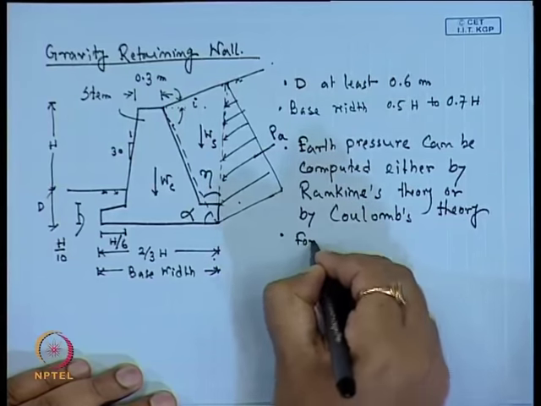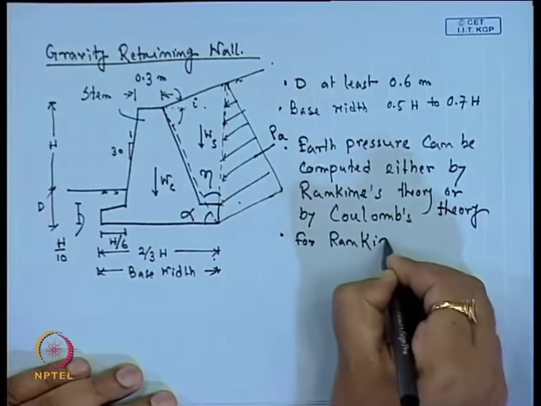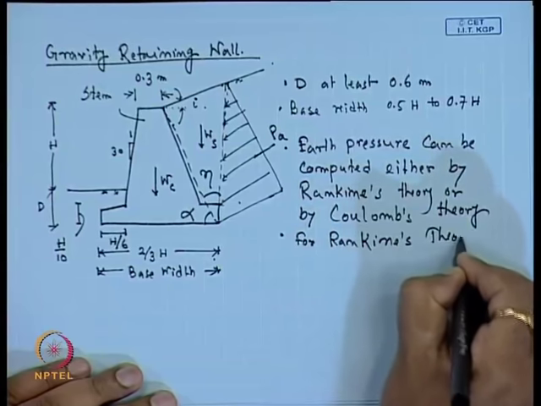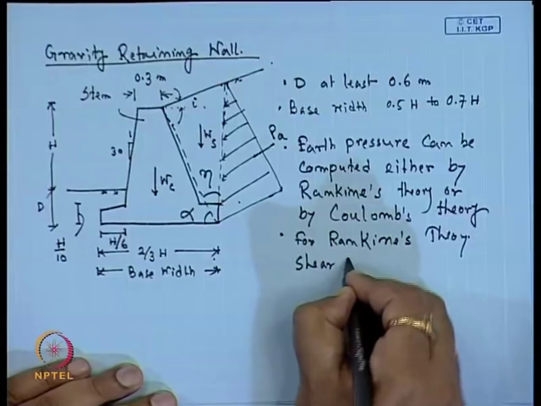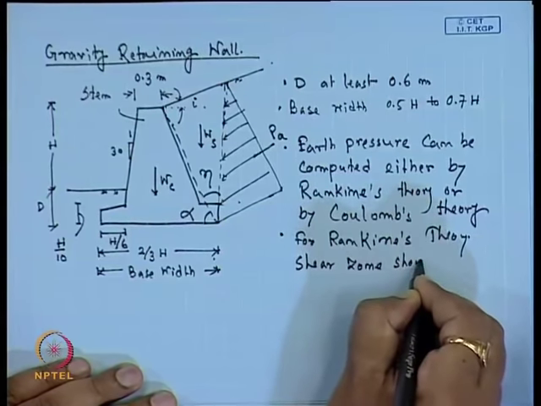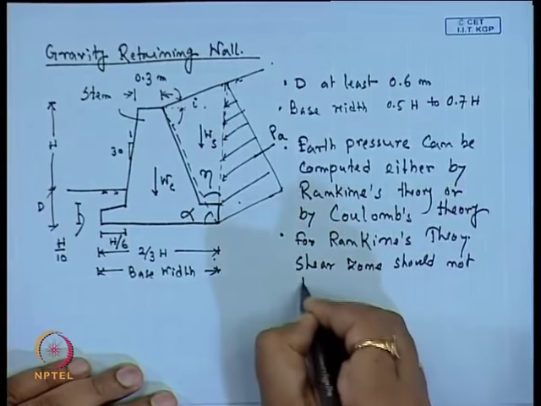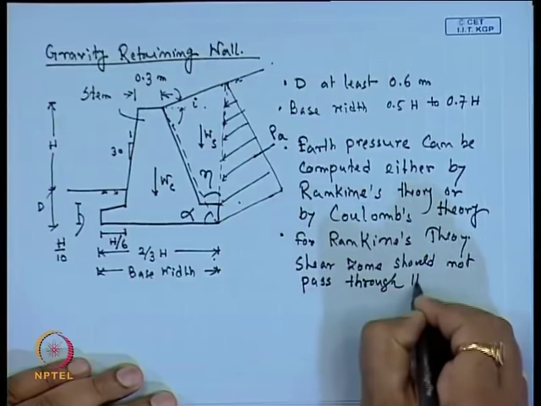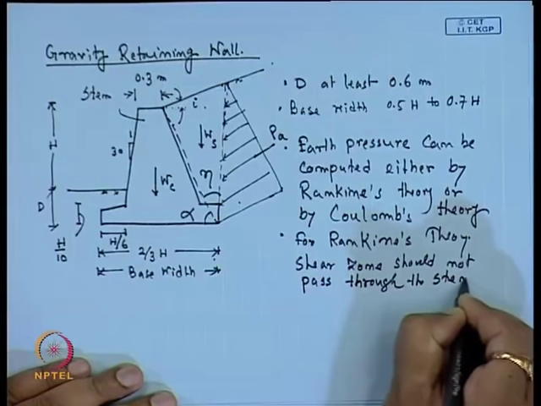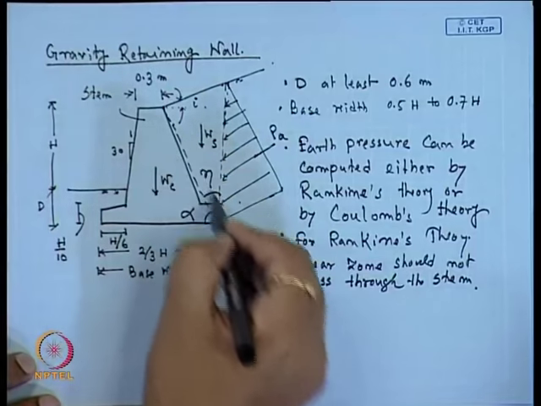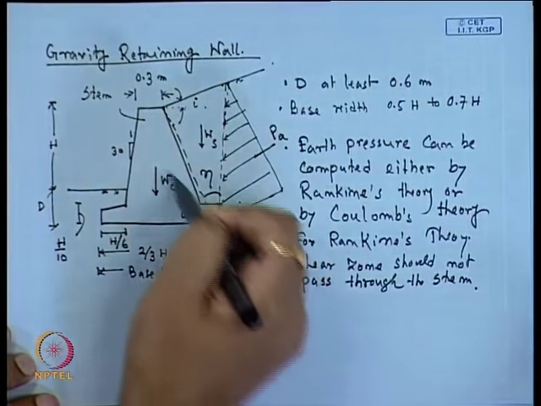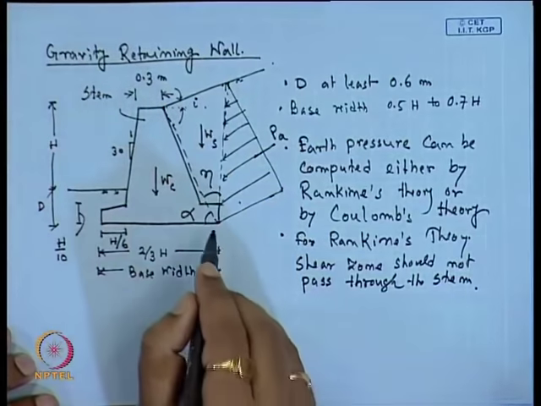Now, for Rankine's theory, the shear zone should not pass through the stream. That means that this line is the extreme line of this condition. If this line is passing through this stream, then that is not acceptable if I consider the Rankine theory.